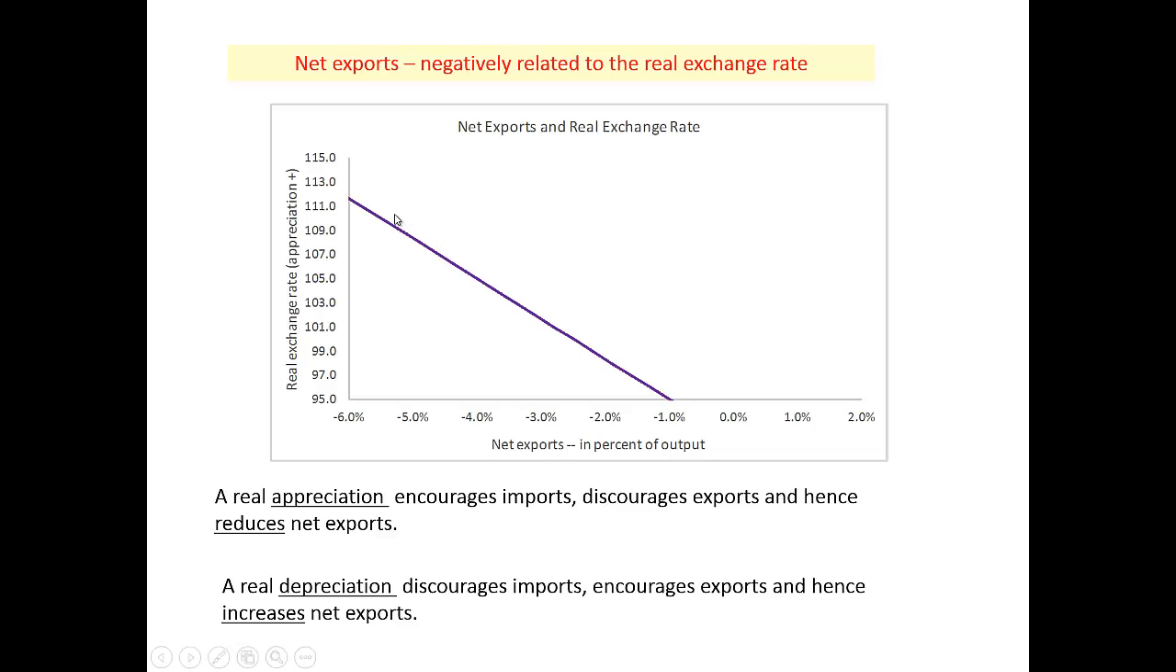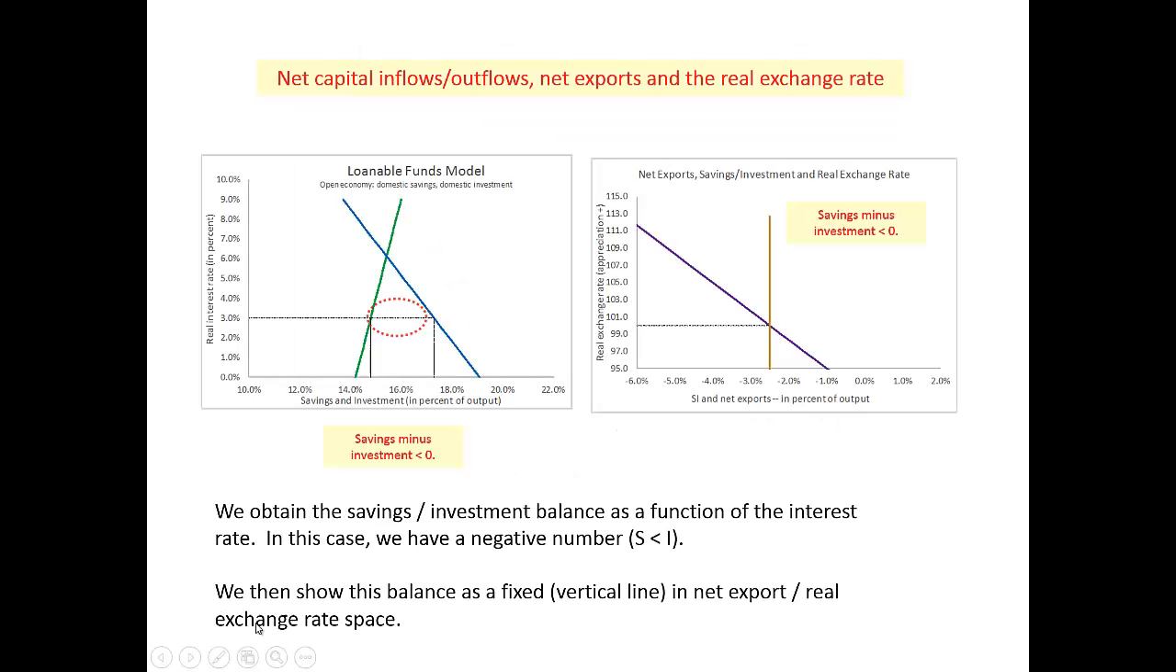So that's why we can summarize net exports and real exchange rate with this downward sloping blue line. Net exports on the horizontal axis, you'll notice we have a deficit here, and as we move to the right, we move to surplus, and the real exchange rate on the vertical axis, appreciation plus. So as we move up, that means we have a more valuable currency. So again, this downward sloping line means that a real appreciation encourages imports, discourages exports, and hence reduces net exports, whereas a real depreciation discourages imports, encourages exports, and hence increases net exports.